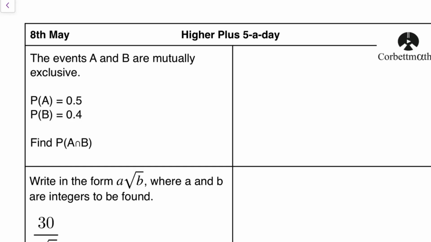Right, the events A and B are mutually exclusive. Now, especially if you do A-level maths, by the way, this gets much worse in terms of terminology, so it's worth being really clear what this means.